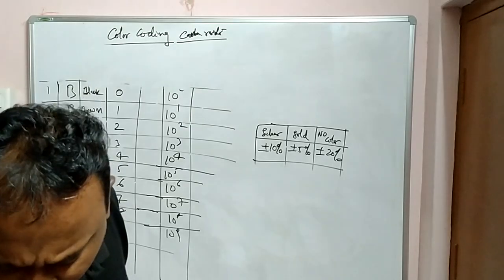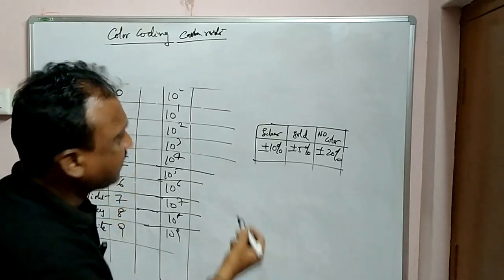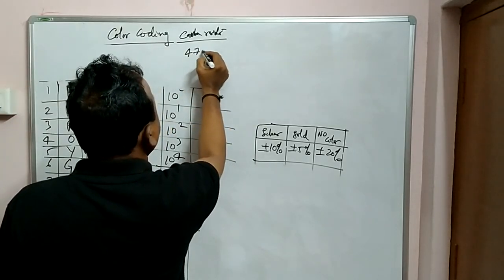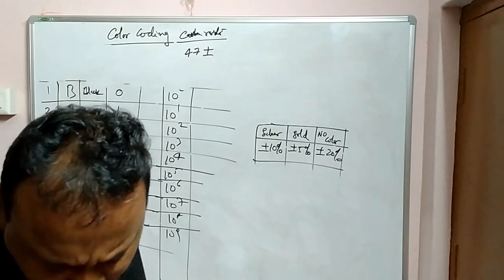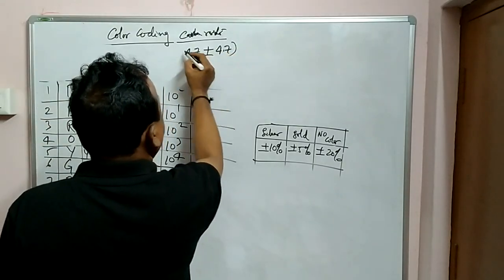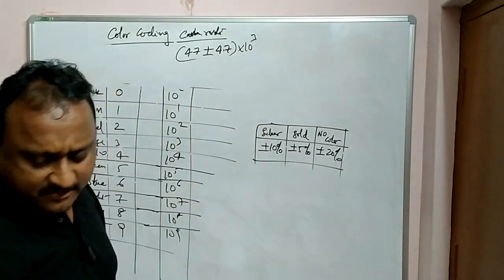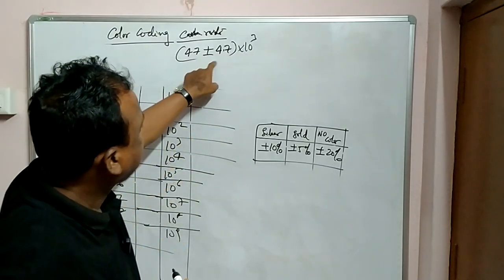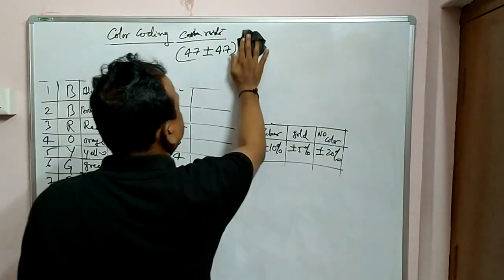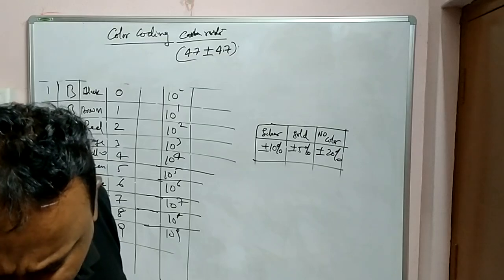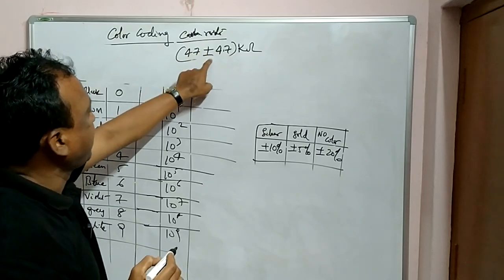He has given a question like this, 4.7 or 47, I will check it once. 47 plus minus 4.7, into 10 cube. What did he give for the carbon resistor? 47 plus minus 4.7 into 10 cube as the value. Not like that, wait, he did not give 10 cube, please wait. He gave 47 plus minus 4.7 kilo ohms. So the carbon resistor is 47 plus minus 4.7 kilo ohm.